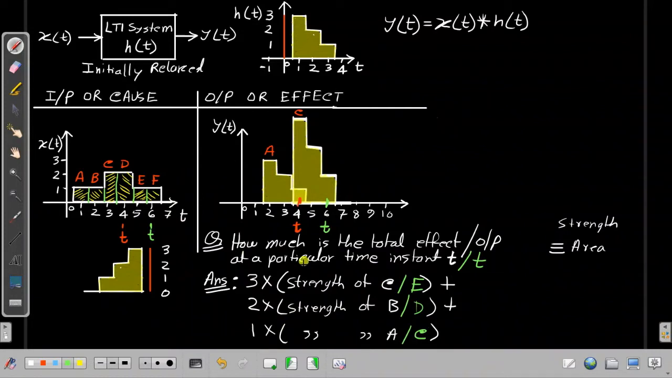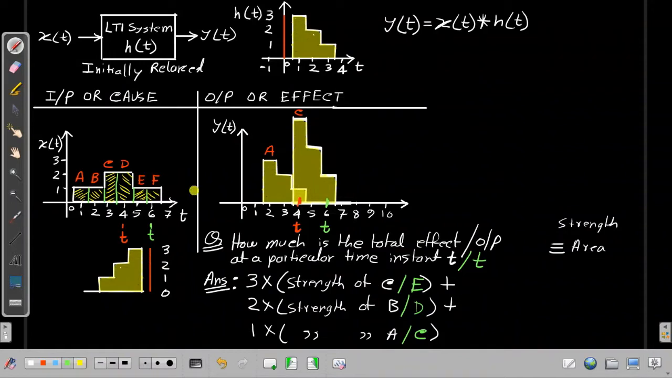So this is how we aggregate or accumulate the effect for all different slices of the input. And if you change your time of interest, all you have to do is move this pattern left or right and put it directly below that point of interest.